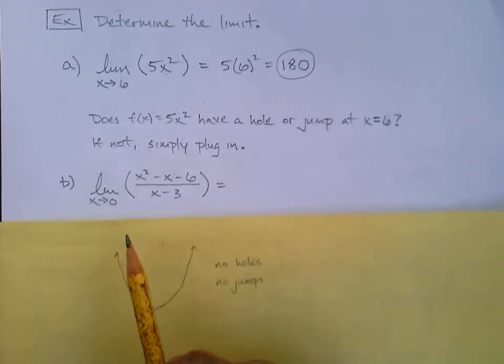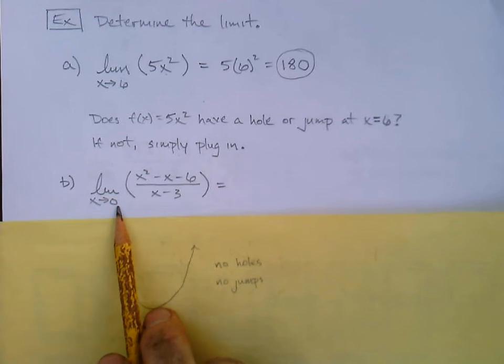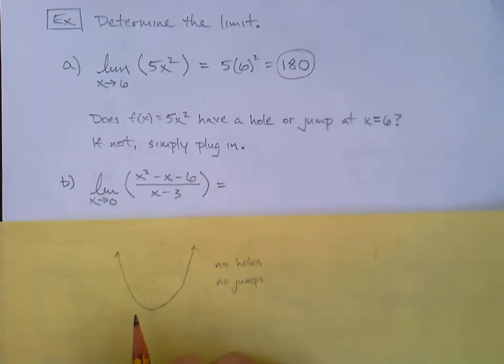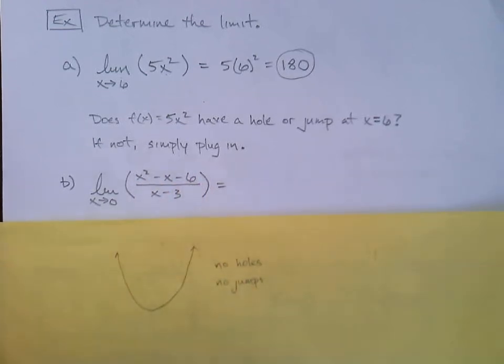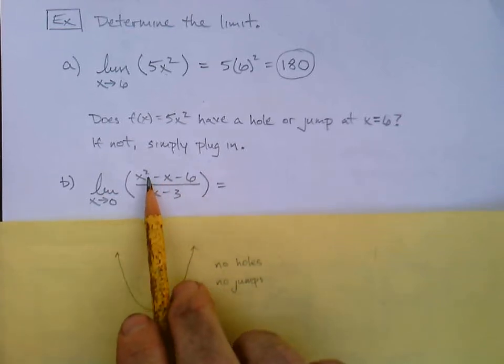Determine this limit. Getting a little bit more complicated. The limit of x squared minus x minus 6 all over x minus 3 as x approaches 0. You think, okay, I have no idea what this looks like. And I don't have to know what it looks like, which is really nice.